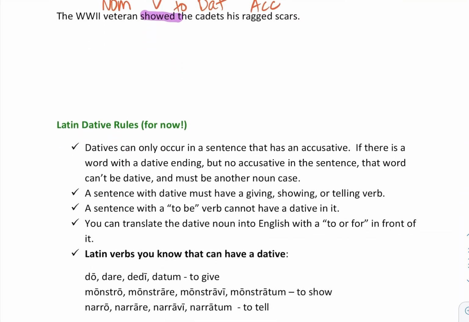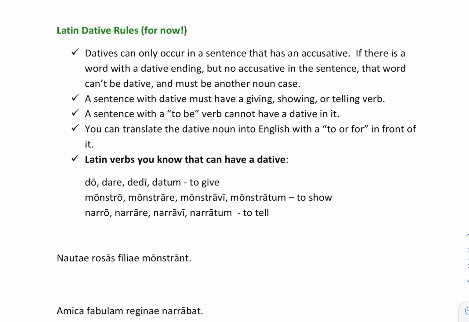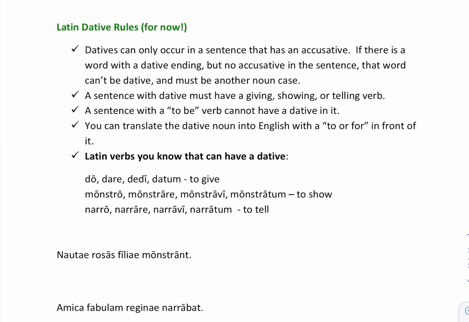All right, so let's take a look at some Latin dative rules for now, okay? The reason I say for now is you'll learn some other ways to use dative in the coming years of your Latin life. But for now, datives can only occur in a sentence that has an accusative. If there is a word with a dative ending, but there is not an accusative in the sentence, that word can't be dative and has to be a different noun case, so you can eliminate that. And we'll do some sentences in Latin in a minute. I'll show you how that works.